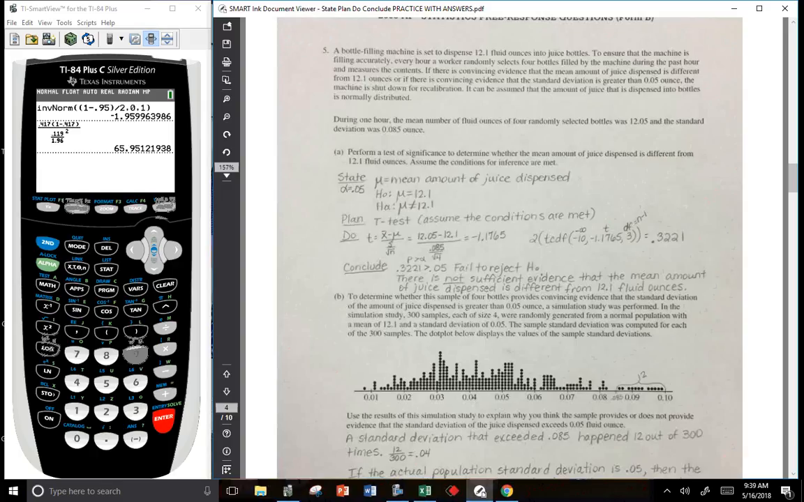We're seeing if we need to recalibrate the machine or not. So we're seeing if the 12.1 is still good. Why these tests? Because it's means, right.